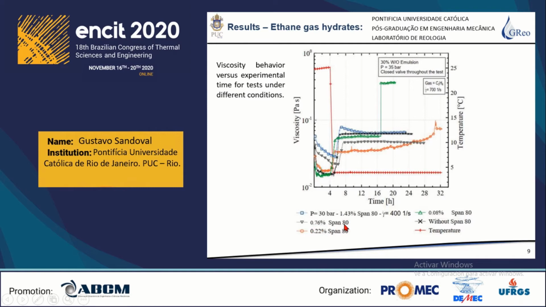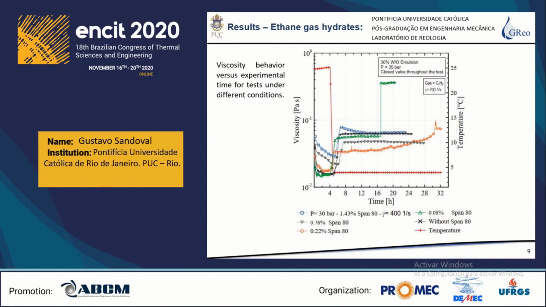0.76% of Span 80. As noted in the gray curve, hydrate formation also did not happen, despite the viscosity being lower in comparison with the first experiment. Then another experiment with 0.22% of Span 80 was conducted. This is represented by the orange curve.